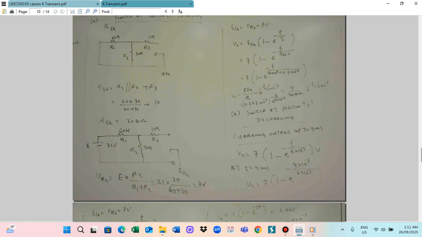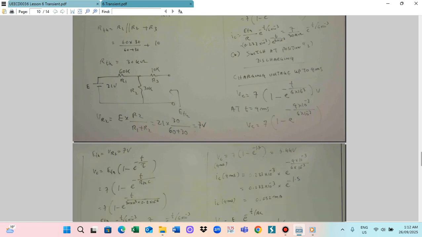This is the discharging position. The discharging positions, we have to calculate VC equal to the voltage. In this case, as a position 2, you have to calculate the VC. When it's thrown into position 2 at 9 milliseconds, this means you have to charge the body up to 9 milliseconds.